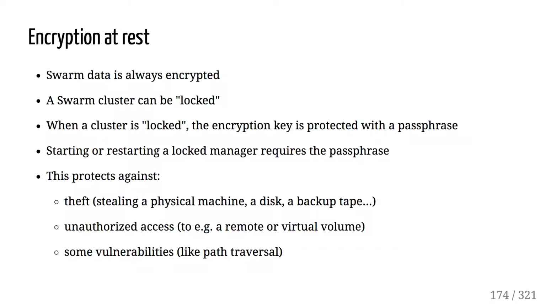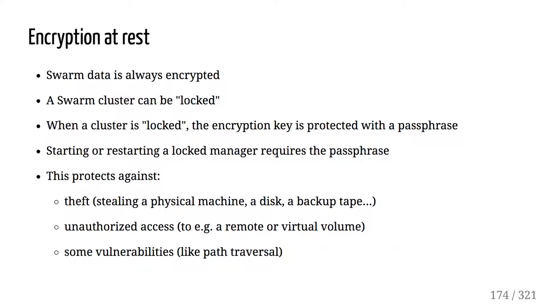So we have encryption at rest. All the data, so the managers, the certificates, the keys, the list of services, and of course the secrets, are always encrypted on disk. And by default, the key is stored right next to the data, because when Swarm starts, it needs to read that data. But if you want, you can lock a cluster.